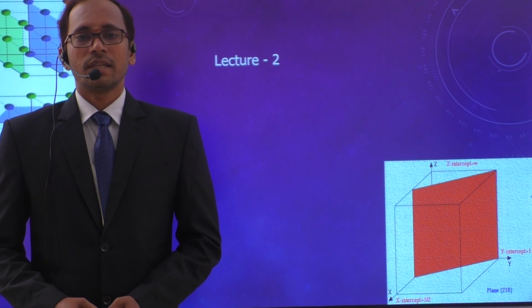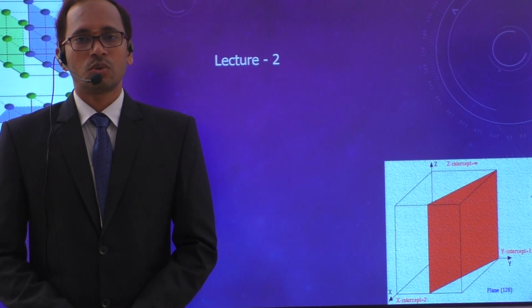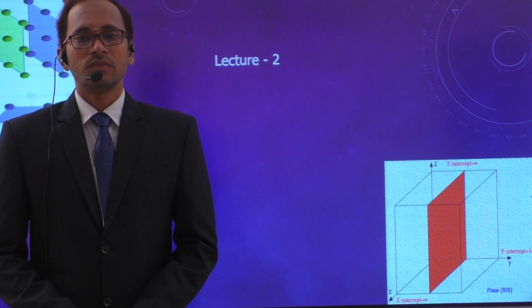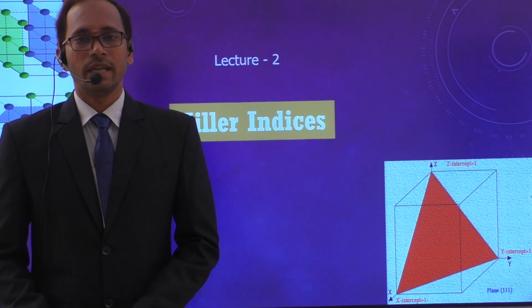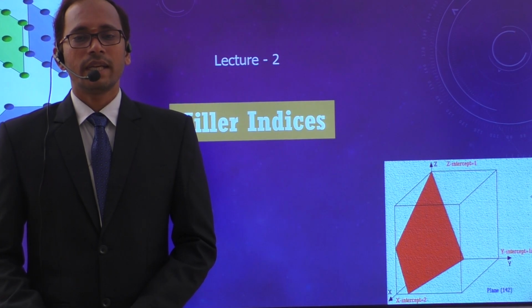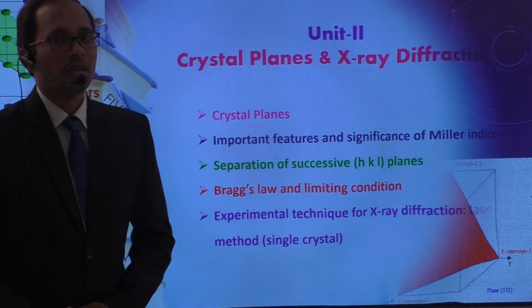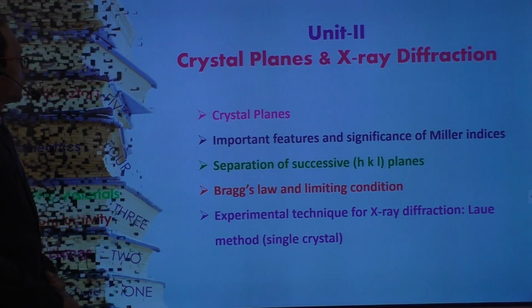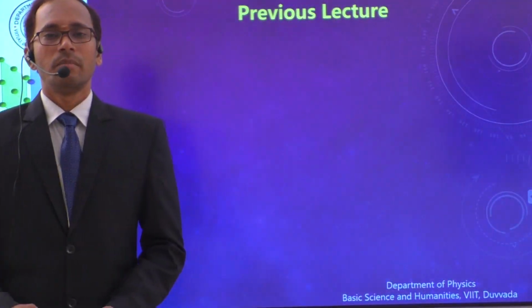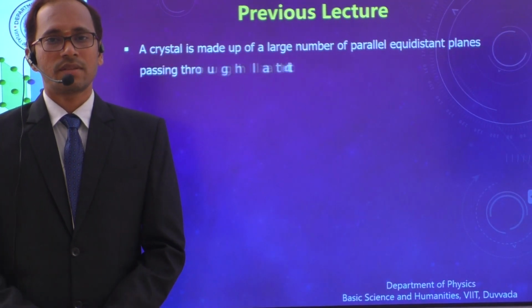In previous lectures we discussed unit 1 and we entered unit 2. In the part of unit 2, today we are going to discuss Miller indices. So let us see what Miller indices are. This is the syllabus of unit 2, which we already know. Before discussing Miller indices, let us recall what we discussed in the previous lecture.